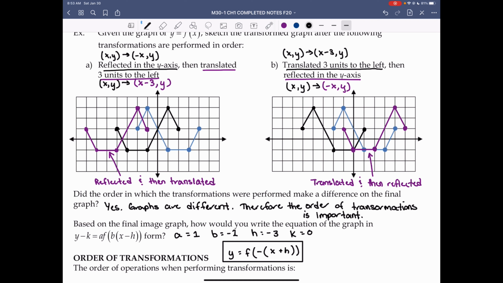This is Editing Corey here. I found an error. This h was supposed to be 3. We have h is negative 3, so x minus negative 3 would become x plus 3. So let's replace this h with the number 3.